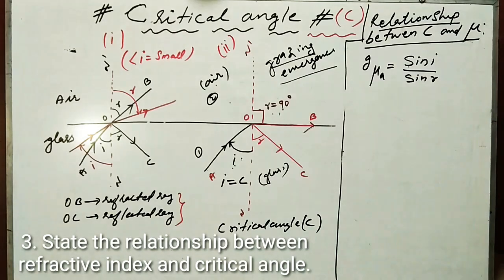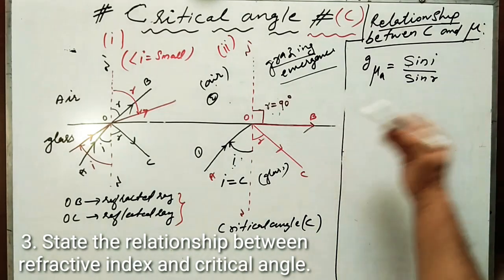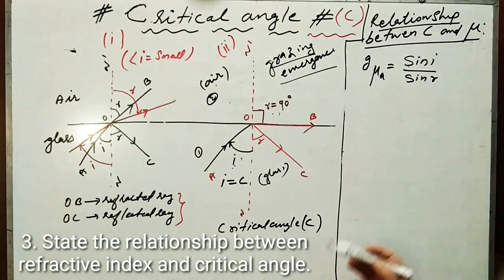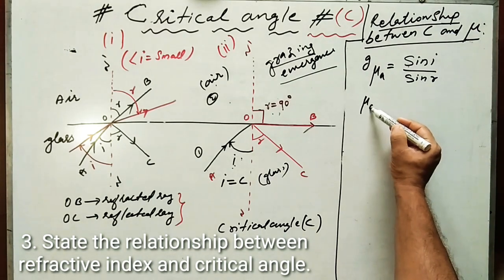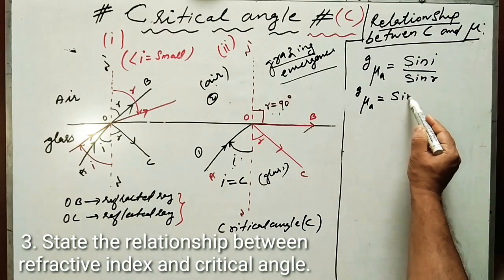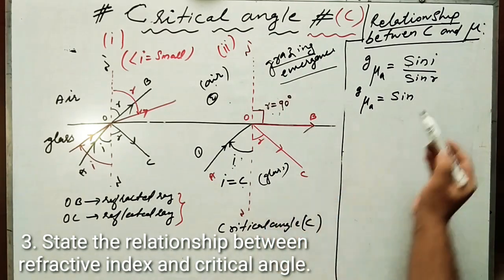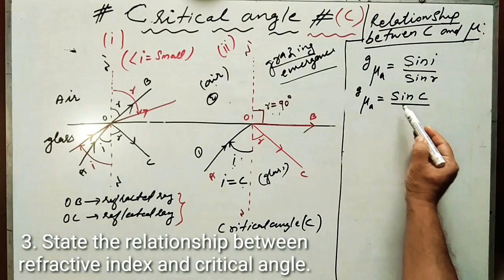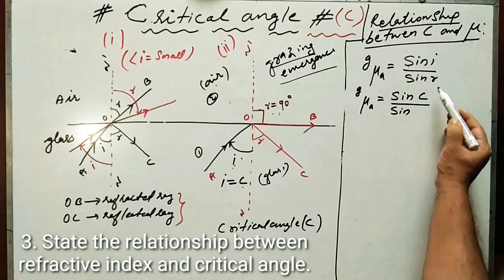Okay, all right. Now let us consider the special case of angle i and r here. So refractive index of air with respect to glass is equal to sine i. What is i? Angle of incidence is equal to critical angle C, divided by sine r. What is r?